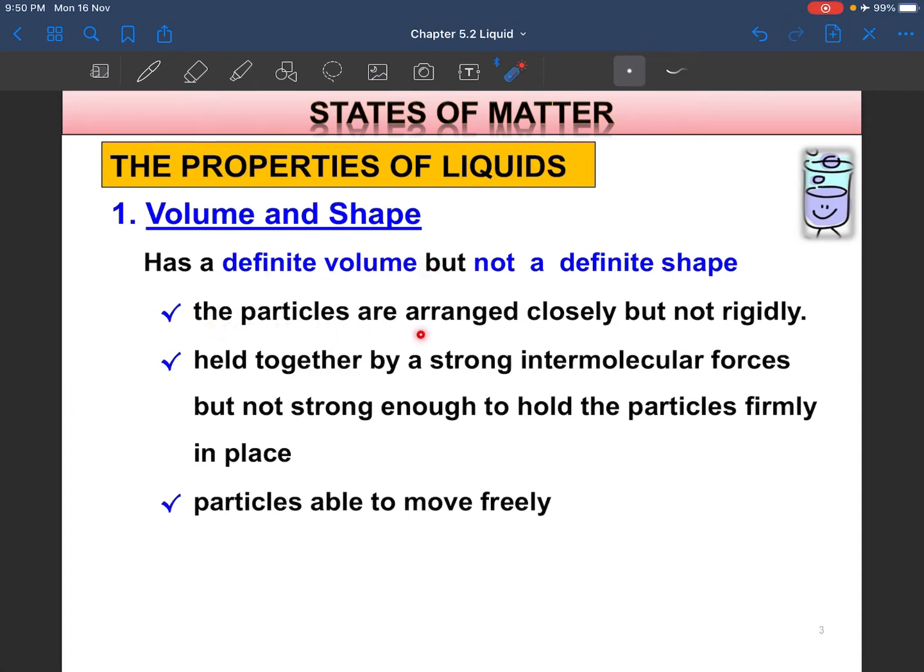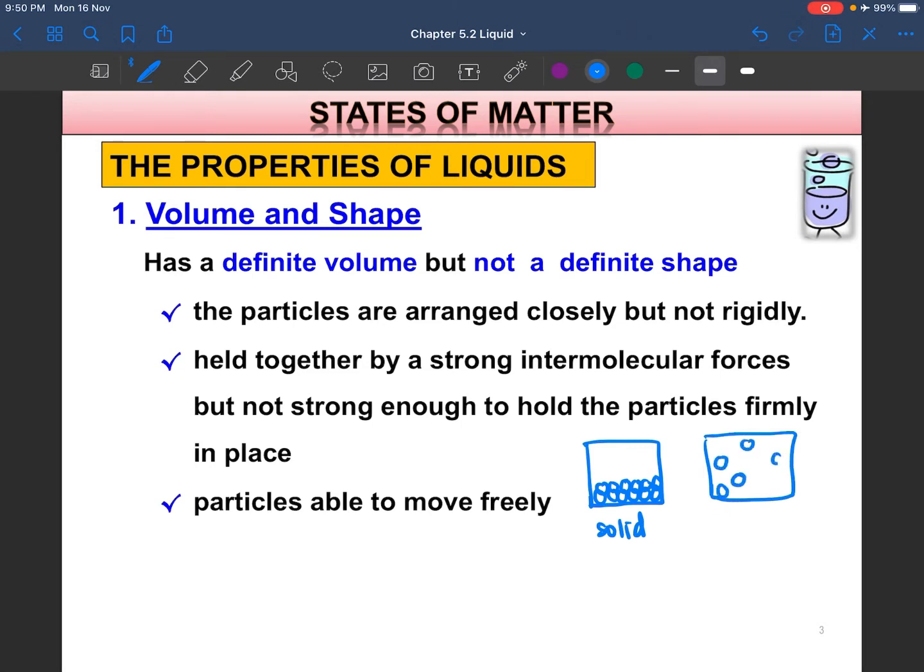Okay, so the particles are arranged closely but not rigidly. This one kita dah belajar zaman sekolah dulu. Kalau particle dia arrange very closely like this one yang saya draw ni, ini adalah solid. Tapi kalau liquid dia tak adalah dekat sangat tapi dia tak adalah jauh sangat. So this is liquid. Arrange closely but not rigid lah.